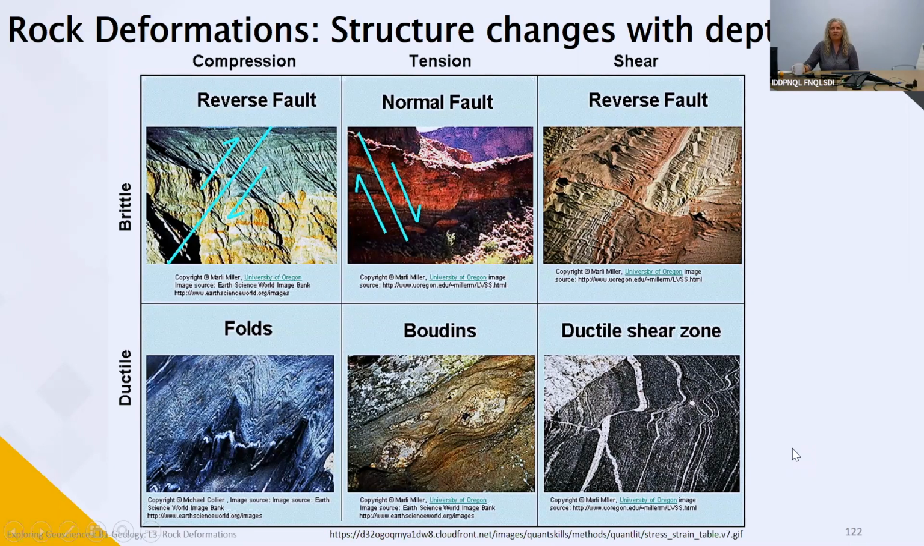So within the brittle or upper parts, if you're in a compression environment, you will have a reverse fault; in a tension environment, a normal fault; and in shearing, you'd have a shear fault, here an example of a reverse fault. If we're in deeper parts, within the ductile environments, for compression we have an example of a fold. Within tension, an example of boudin or boudinage. And the final one here, within the shear, we have the ductile shear zone.